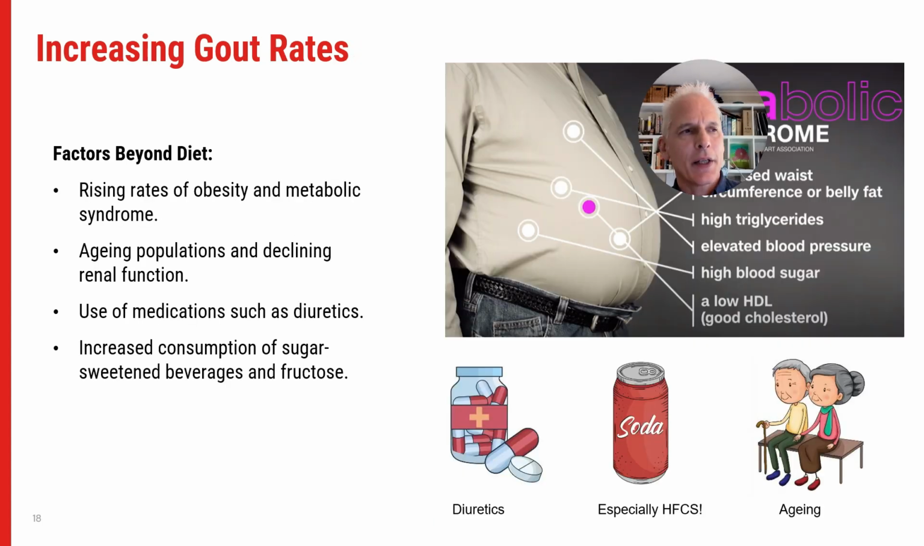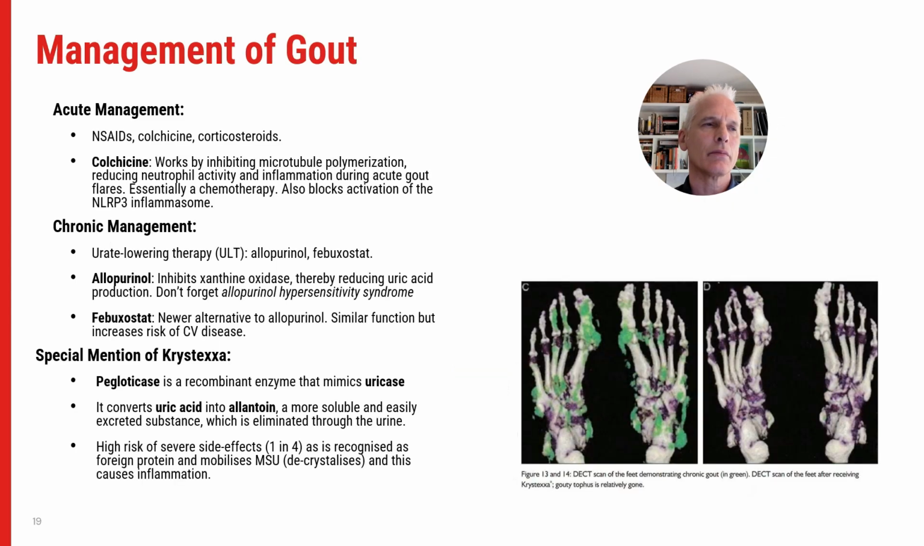So increasing gout rates, as I've already mentioned, we've got rising rates of obesity and metabolic syndrome, we've got ageing populations and declining renal function as a consequence of diabetes and other things such as diuretics. And then we've also got increased consumption of sugar-sweetened beverages in the US with fructose. So there's a number of factors which potentially lead to increased rates of gout. So let's get on to the management of gout.